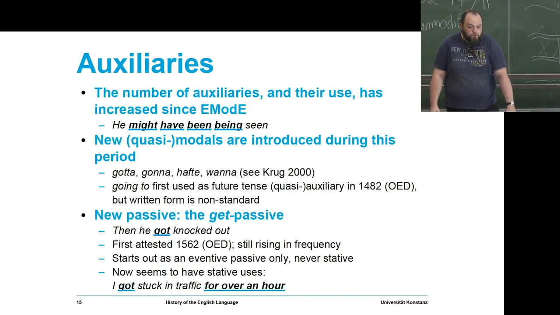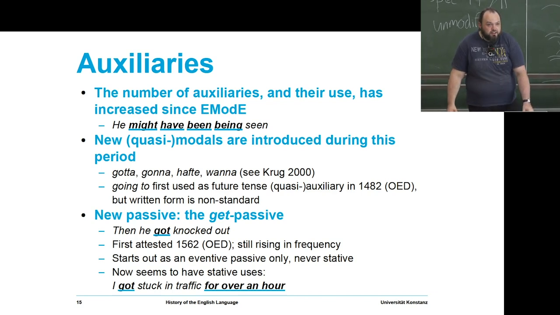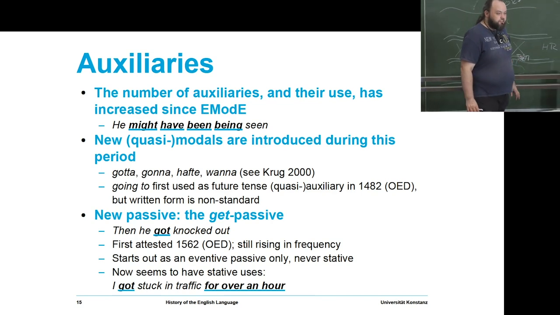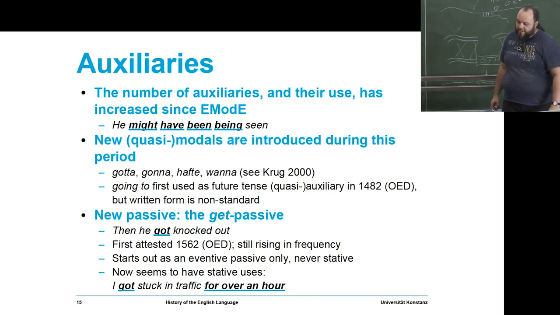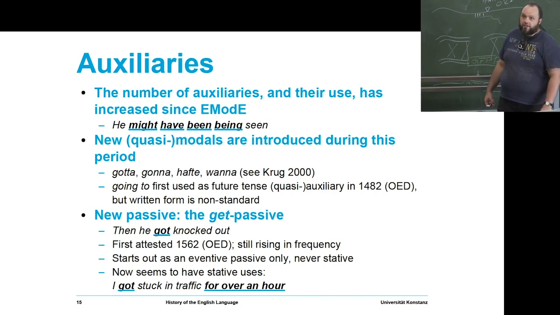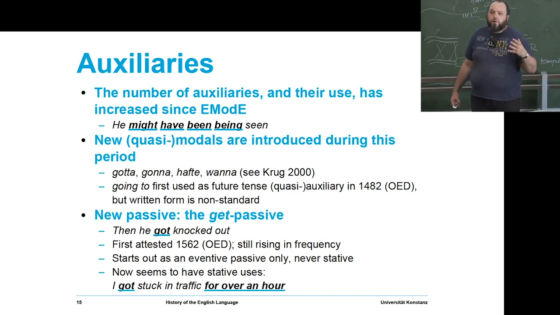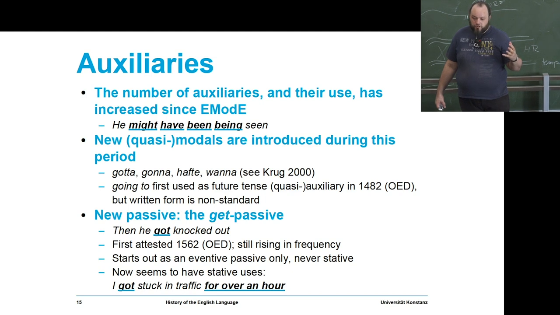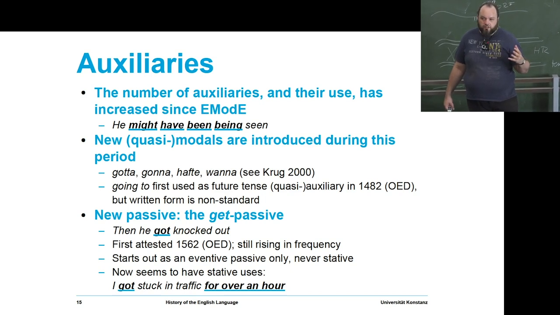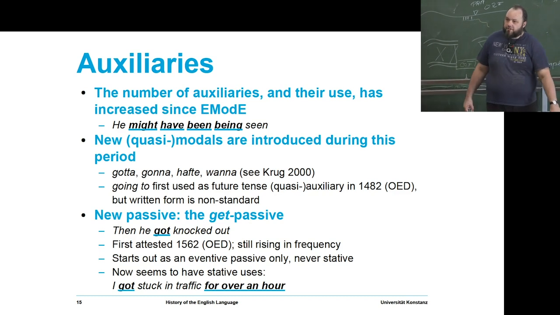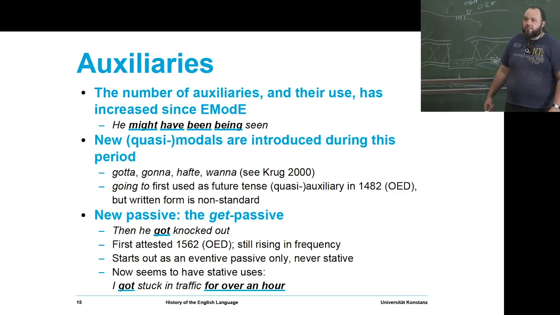It's still becoming more and more frequent. And in many cases where you would expect a be passive, speakers of modern English will use this get passive. Traditionally, it's said to start out as an adversative passive. It's something that happens with bad effects, right? So getting knocked out is not a good thing, usually. So you get knocked out, that's a bad thing. It's certainly not that anymore.